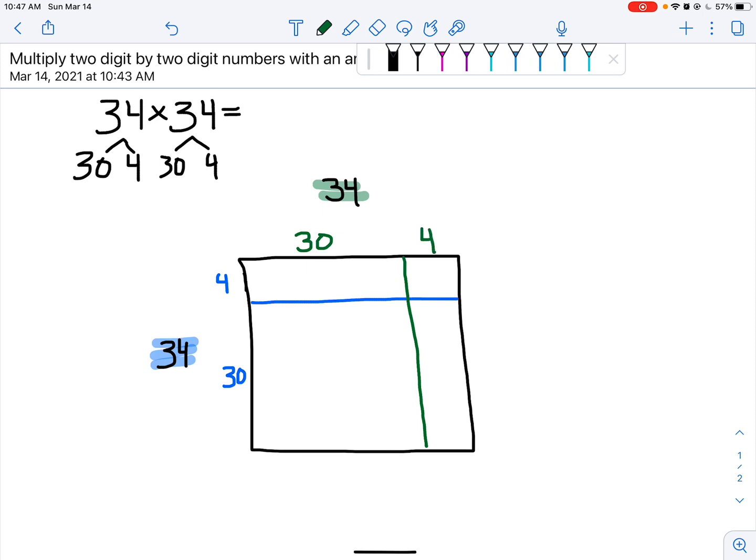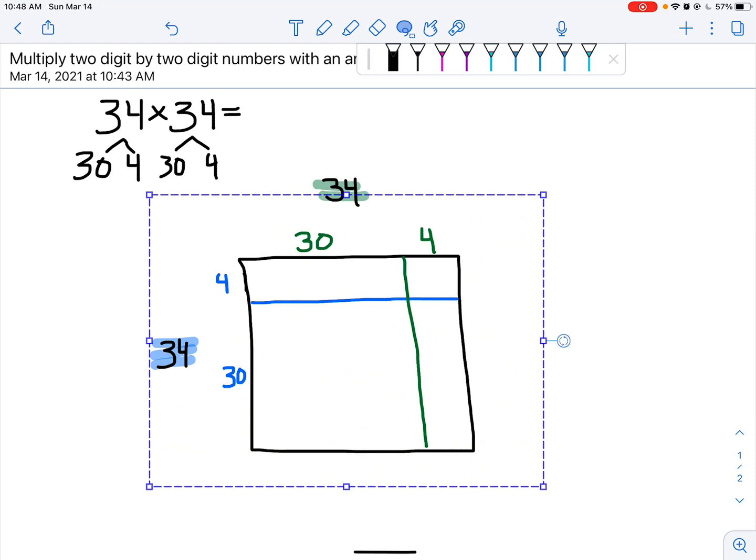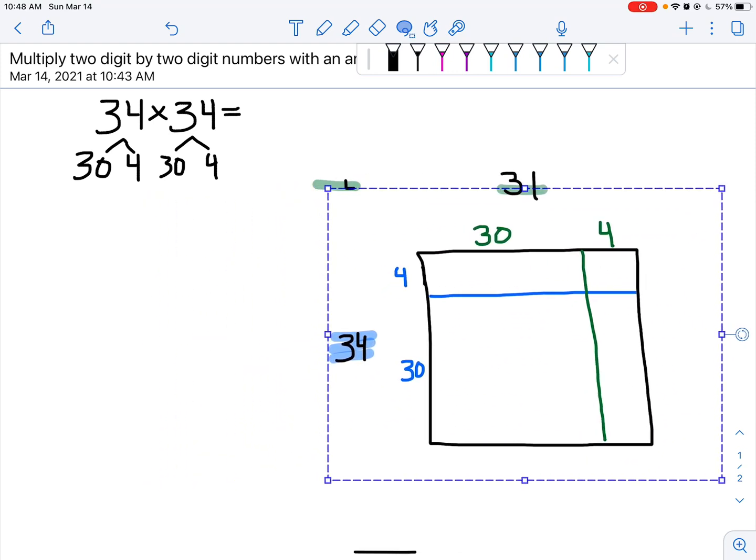Now you'll see that we have 4 smaller rectangles, right? And what we can do is we can just find the area of each smaller rectangle first, and then we can add all of those areas of the smaller rectangles together to find the area of the larger rectangle. Okay, so we're using what we know about area to help us with this.